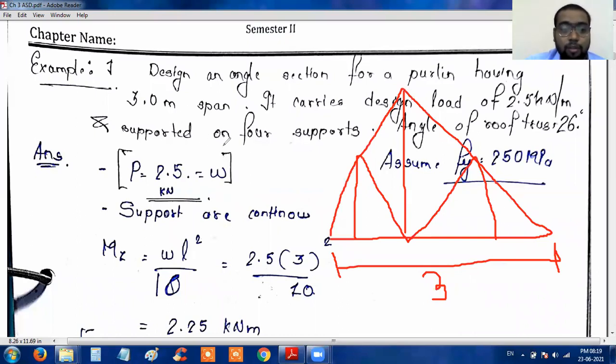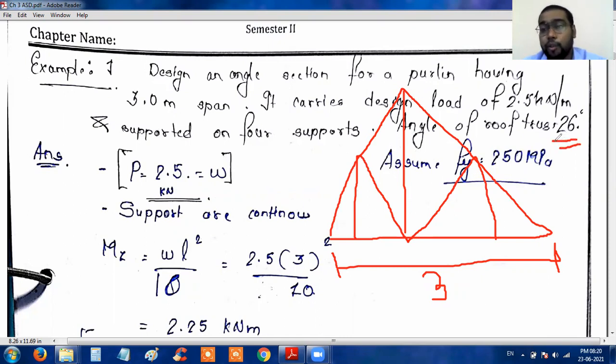Then supports on this purlin is supports on four support. It means more than two supports are given. It means this condition is continuous condition. Angle of roof is 26 degree. Here 26 degree is given.